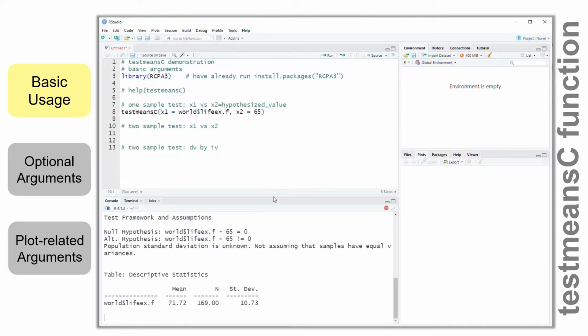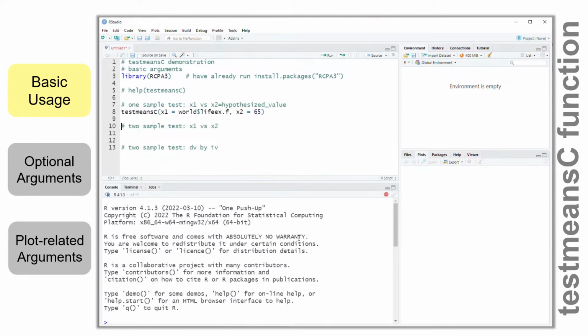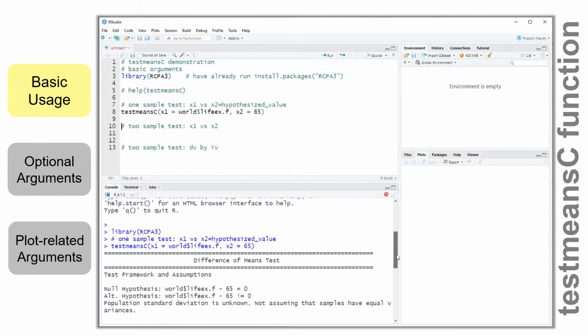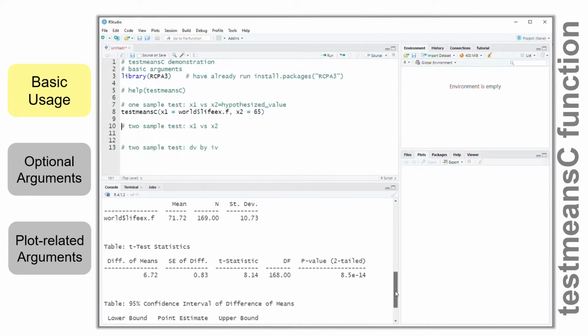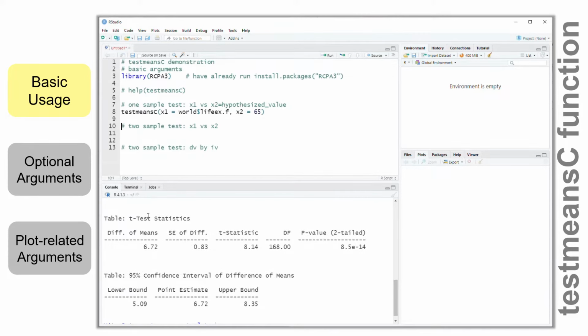So it's outputting our results here that we can see. It gives us a table of results comparing the observed value of female life expectancy to the hypothesized value of 65, giving us descriptive statistics, the t-test statistics, and we can see here that the t-statistic is quite large, 8.14, so the p-value is less than 0.05.